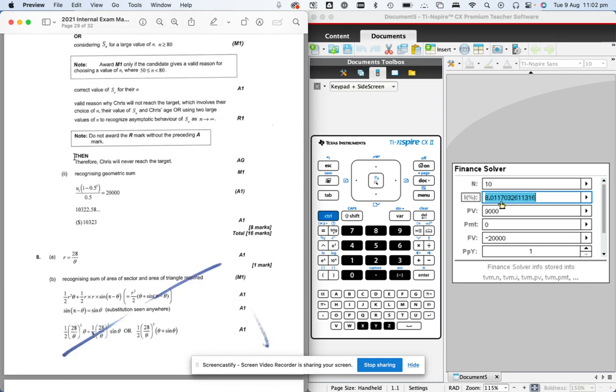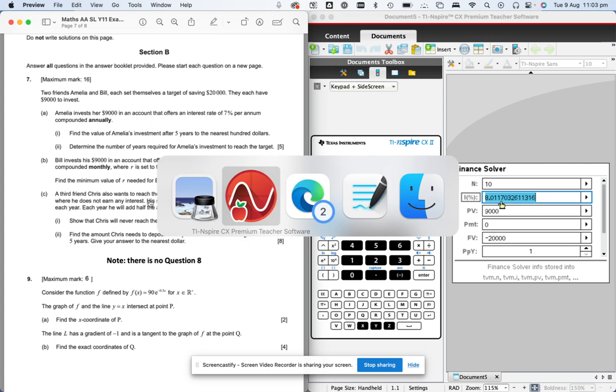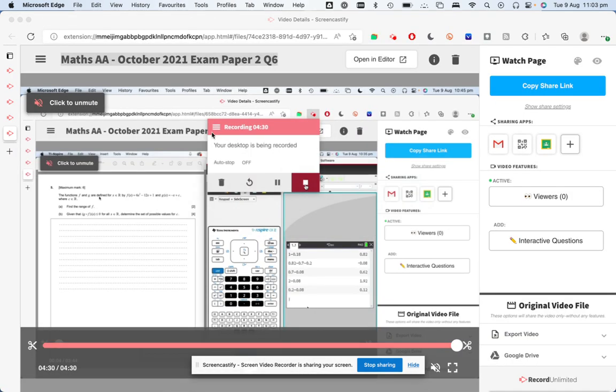And for part 2, you look at the geometric sum formula for $20,000 and solve for U sub 1, and that'll give you $10,323. So that's how you do that particular problem. I'll leave that there, and I shall do another video in a tick.